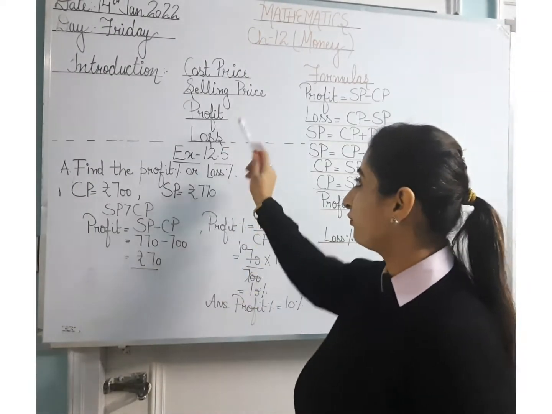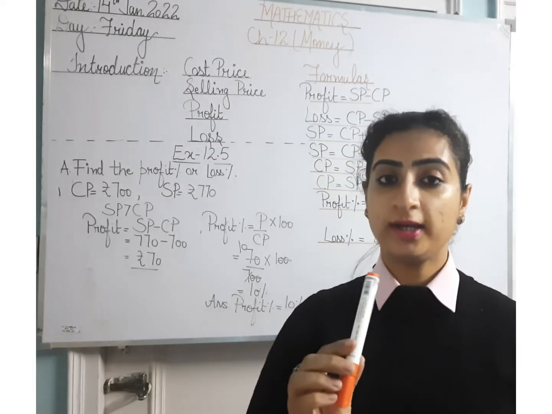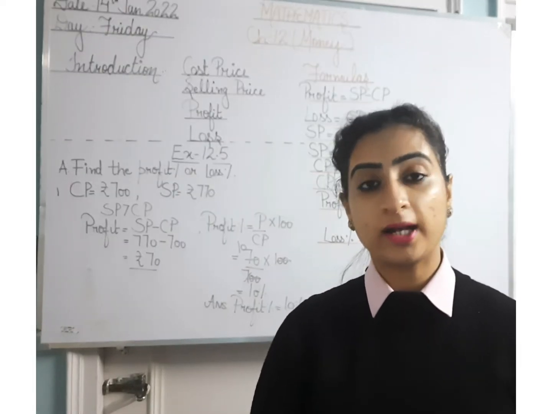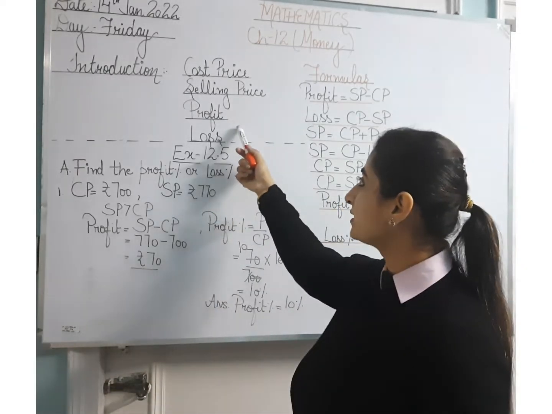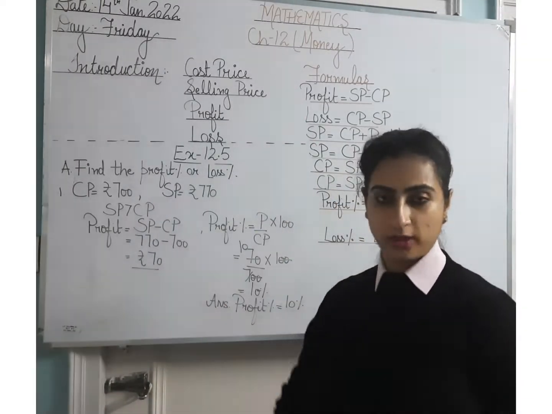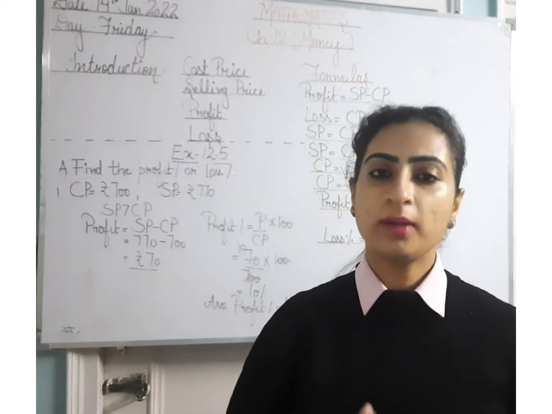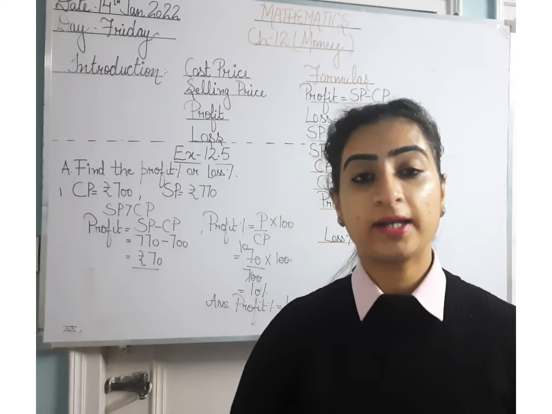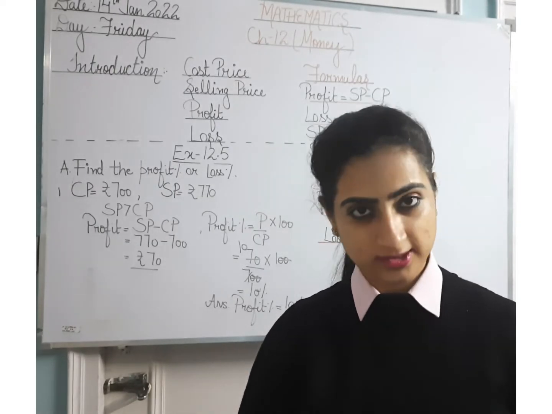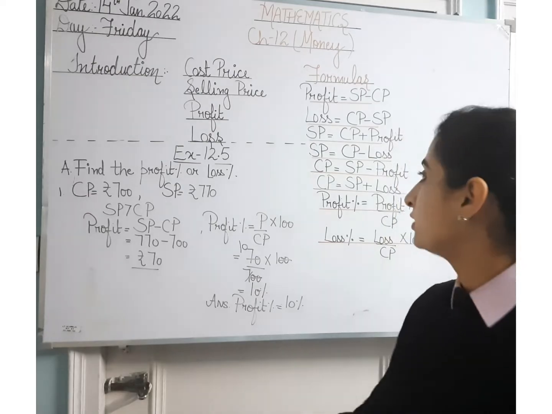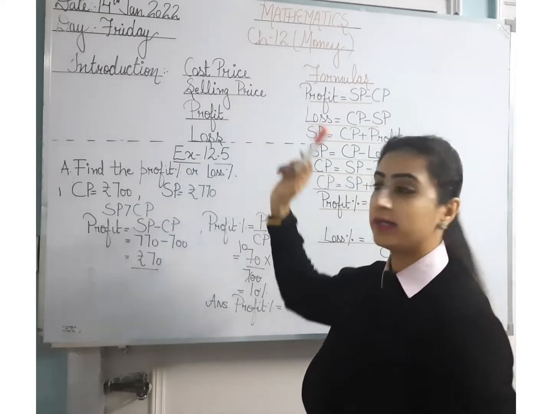Understood? Profit. Now, I told you I bought a marker for rupees 40 and I sold it at rupees 50. So that means I got a profit of 10 rupees. So profit means selling price minus cost price. Then if I say I bought a marker for rupees 40 and I sold it at rupees 30, that means I got a loss of rupees 10. So in this case, I got a loss, and loss is cost price minus selling price.